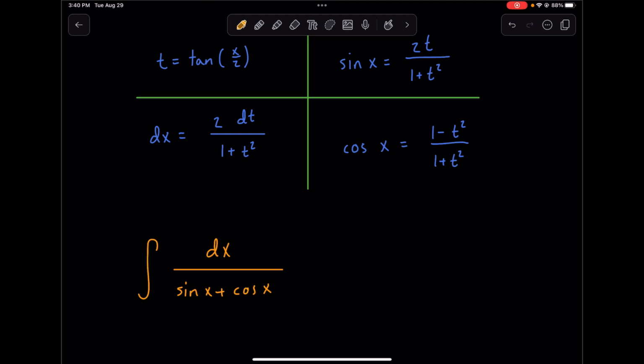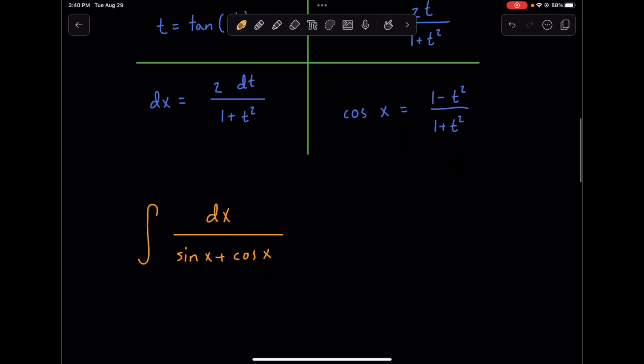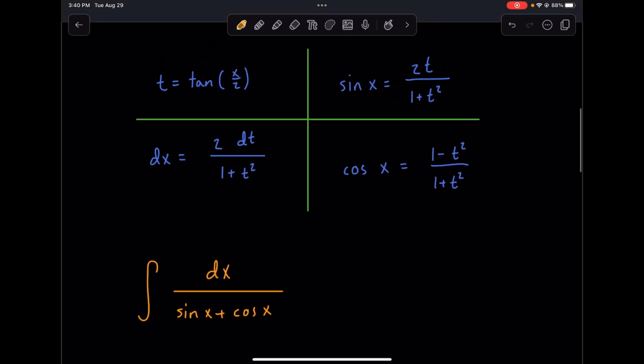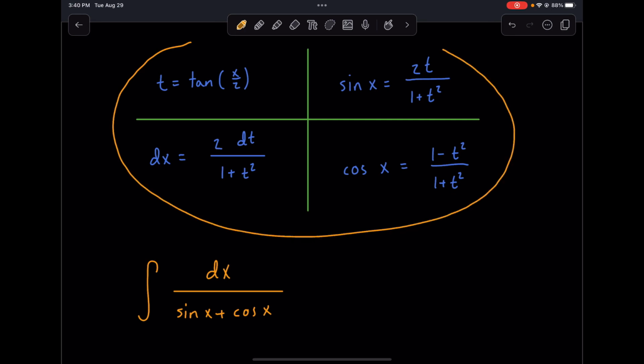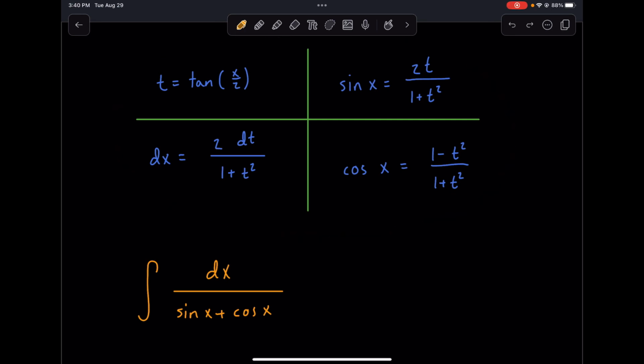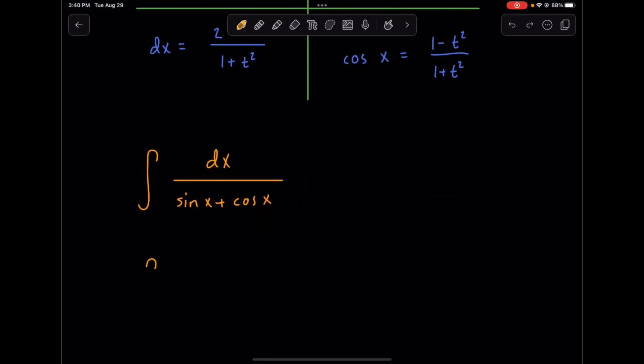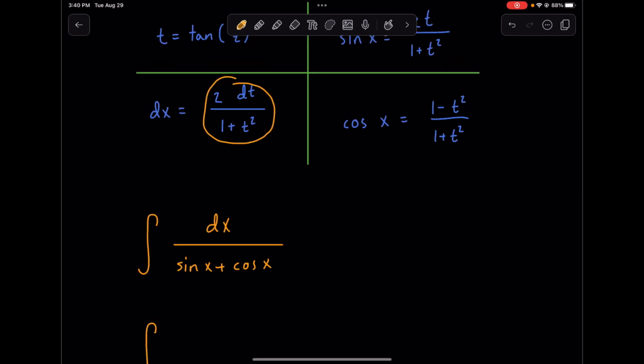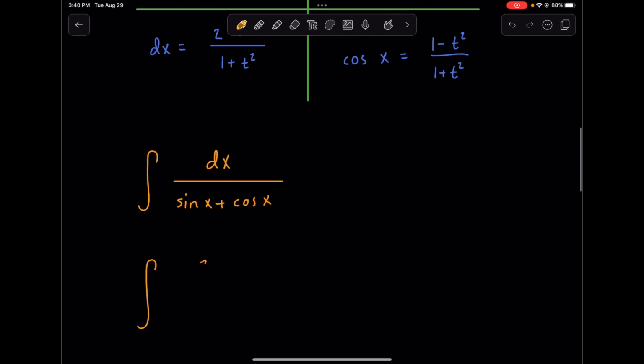Alright, so now we're going to look at a much harder example. Now we're going to do the integral of dx over sine x plus cosine x. You might start by trying to find some way to use a u substitution or something like that. But when you get stuck, what you're going to want to do is substitute tangent of x over 2 using these rules right here. So we can start off by substituting in dx. And dx, as we know, is just 2 dt over 1 plus t squared. So we can just write that down.